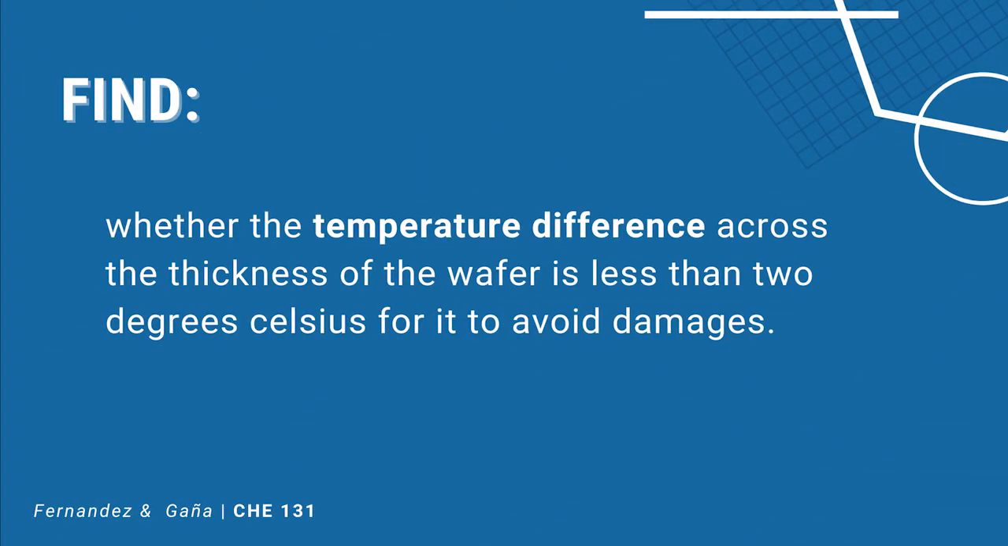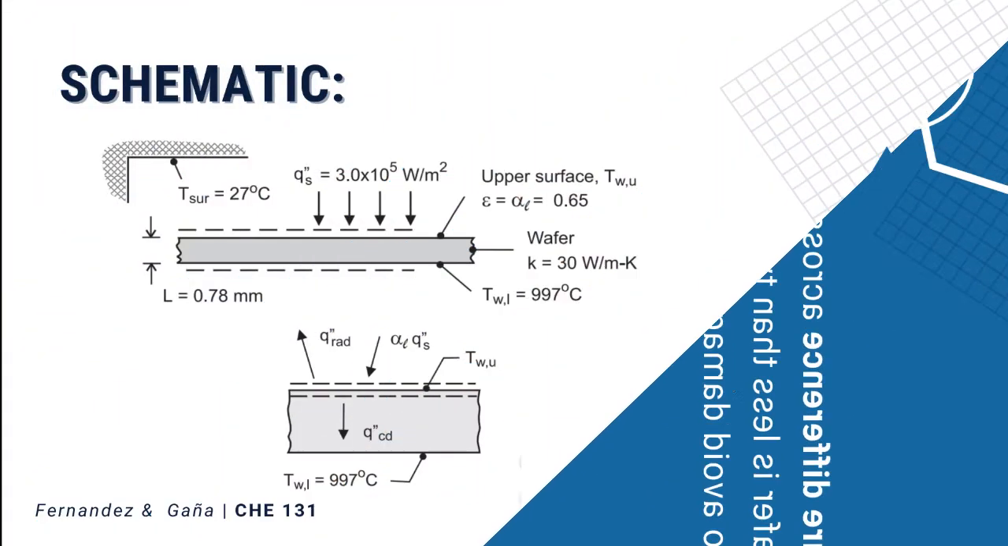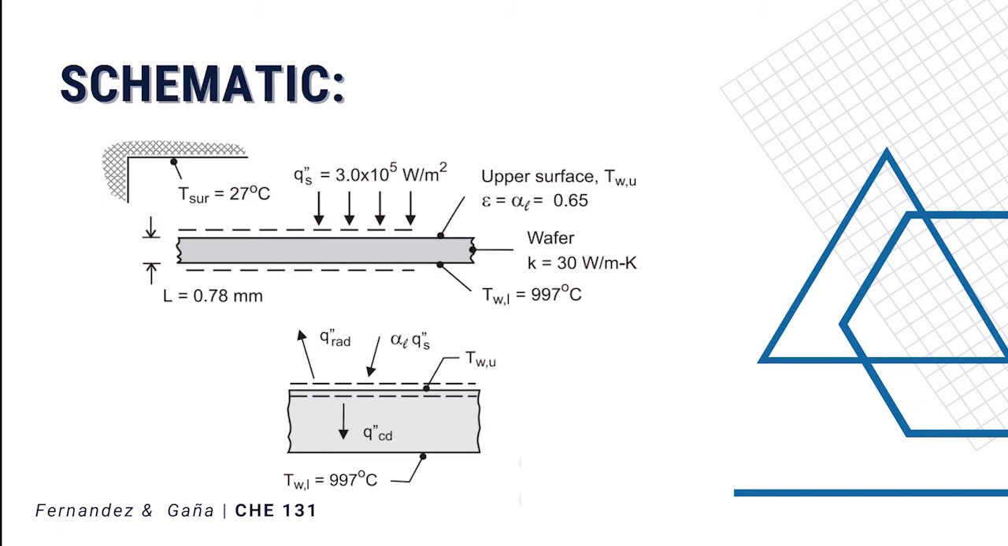In the said problem, what we need to find out is whether the temperature difference across the thickness of the wafer is less than 2 degrees Celsius for it to avoid damages. This will be the schematic representation for the given problem.